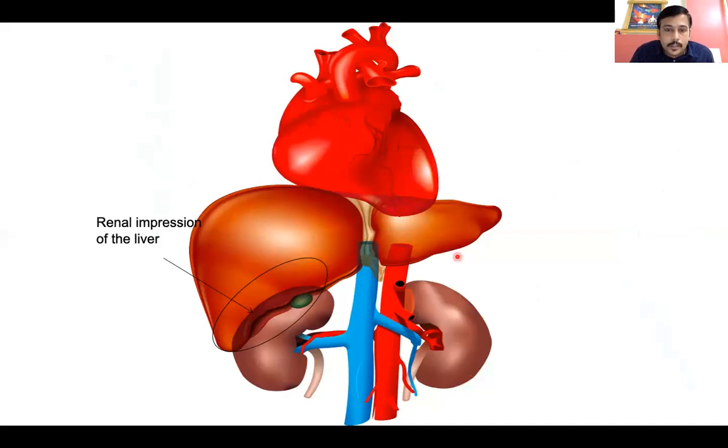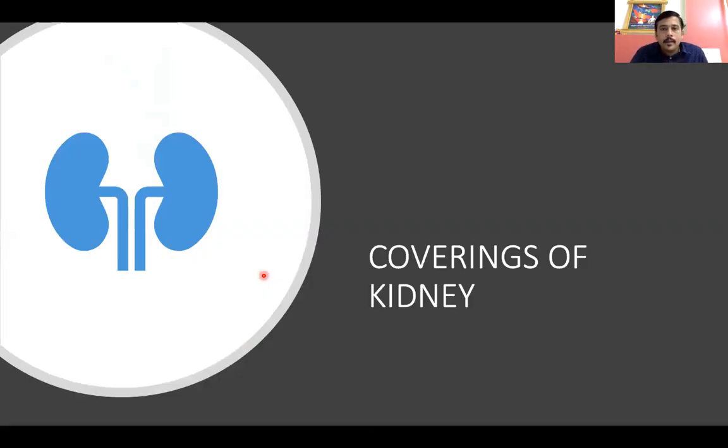This picture clearly shows you how the liver is related with the kidneys, and because of this kind of relation, the liver will have a renal impression on its inferior surface. If you see the impressions on the inferior surface of the liver, you will find a renal impression also. That is because of the lateral border of the right kidney. So that was about the relations. Now we'll move on to the coverings of the kidney.